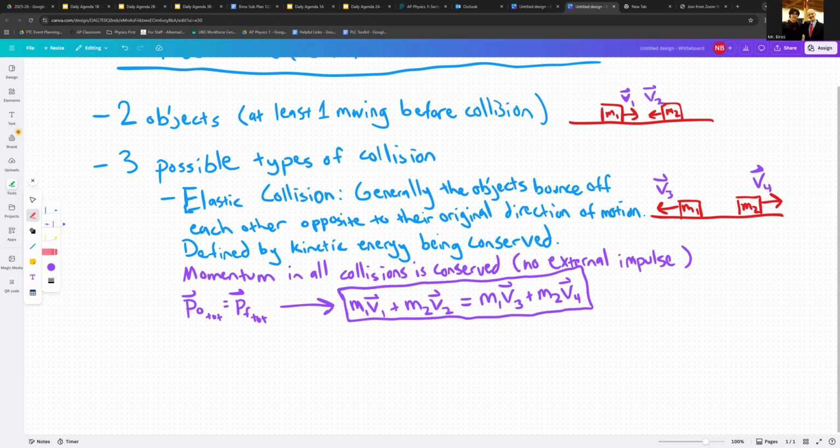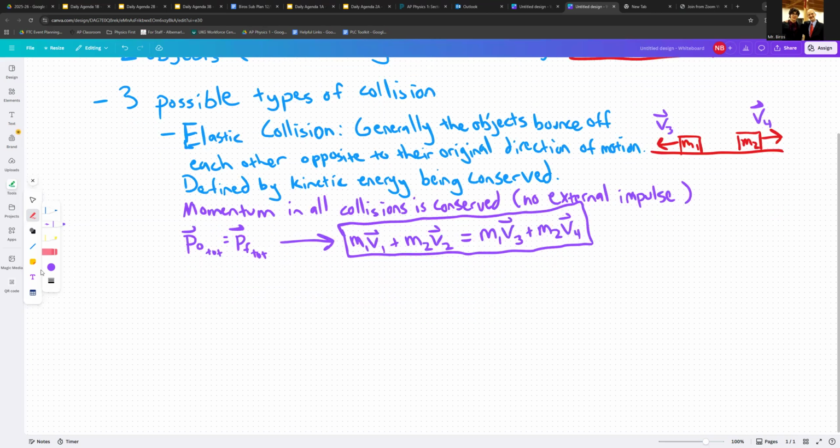And we could just note, right, that V1 was positive. If we said that right was positive, V1 is positive, V2 is negative, the starting velocities, and then they switch afterwards. V3 is now positive velocity for object 1, V4 would be a negative velocity. Or sorry, I switched it up. V3 is now negative for object 1, V4 would now be positive or to the right for object 2 after they collide. Okay, so that's one of our types of collisions, the elastic collision.